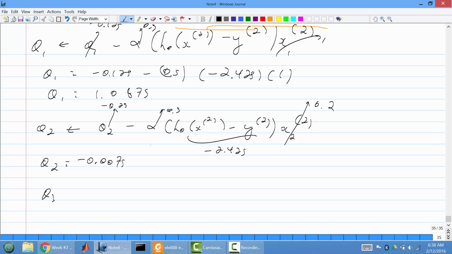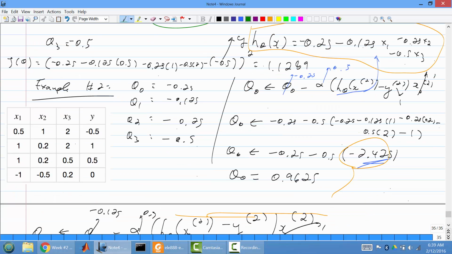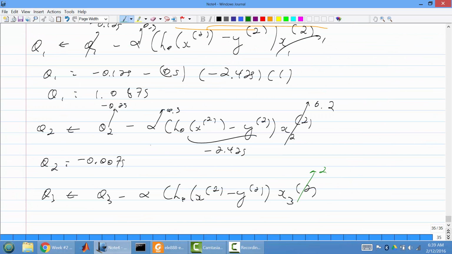Okay? Finally, you have theta 3 minus, the third, second. Okay? Looking at the table, the third feature of the second example was 2. So set this to 2. This is minus 2.425. Right? This is 0.5. This is minus 0.5. So if you substitute everything in, you get 1.925.